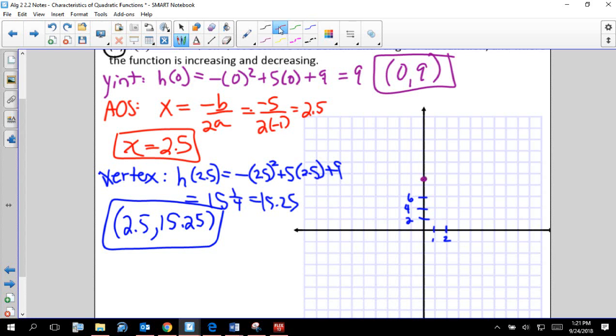I'll graph x equals 2.5. I'll have my mirror point. And my vertex is at about there. That's enough work. As good as I can do it.